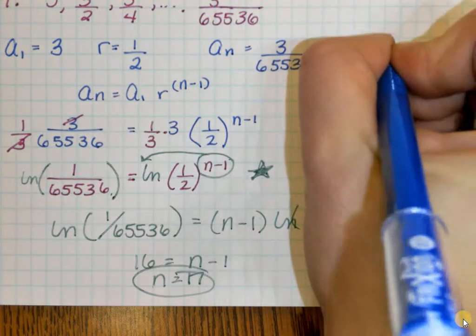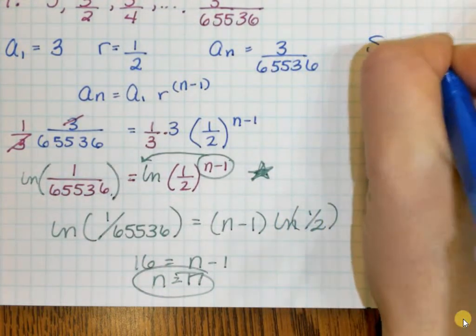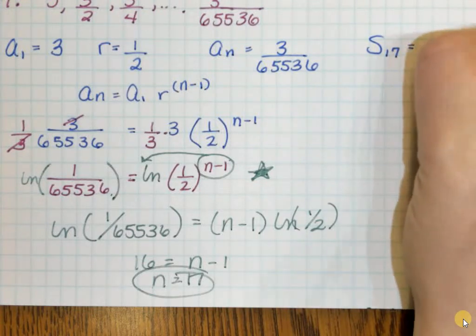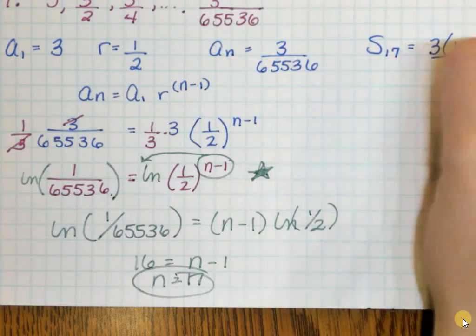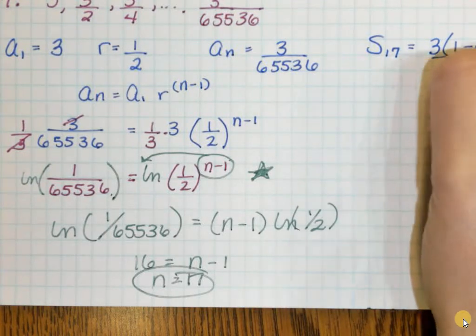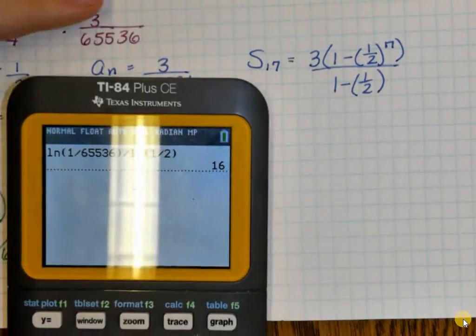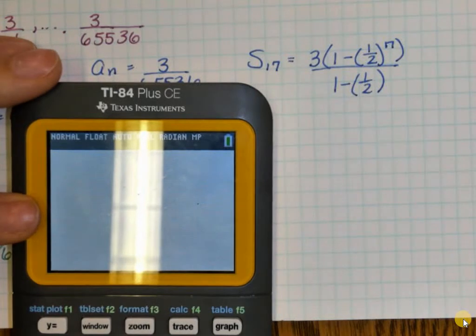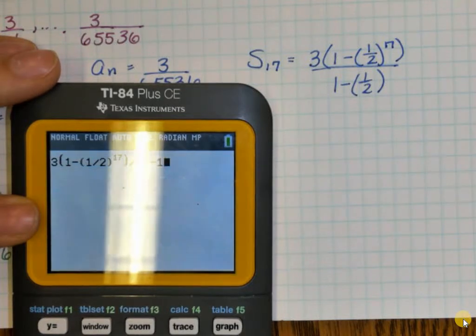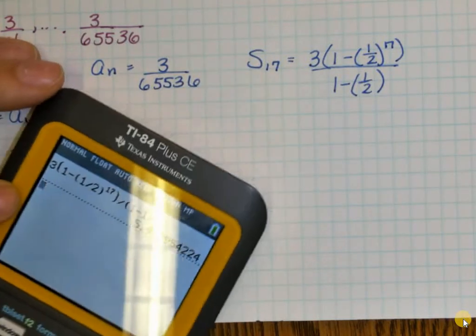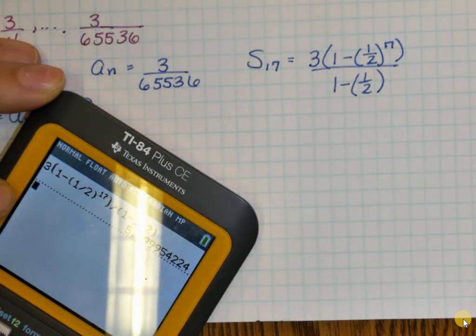So that means I'm finding the sum of the first 17 terms when the first term is 3, 1 minus 1/2 to the 17th power over 1 minus 1/2. And let's just see, maybe we are in a nice enough world that that's going to work out. I have no idea. So 3 parentheses 1 minus 1/2 to the 17th, divided by 1 minus 1/2. That is not the answer that I have. Did I type that in right?